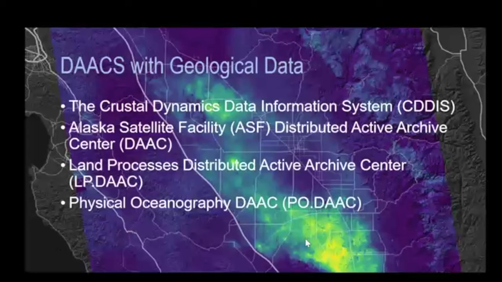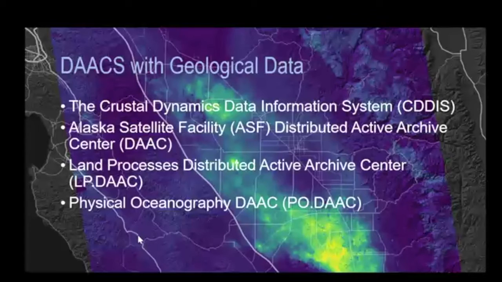This is a map made with Sentinel-1 data that's archived at ASF DAAC, and it shows subsidence in part of the San Joaquin Valley in California between May 2015 and September 2016. And the areas of bright yellow and green are where there's the most subsidence.